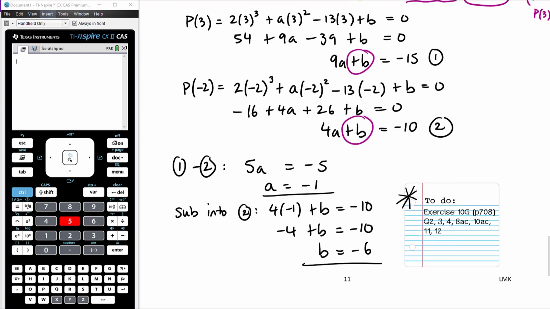Okay, so some practice here for you to do from exercise 10G in your textbook.